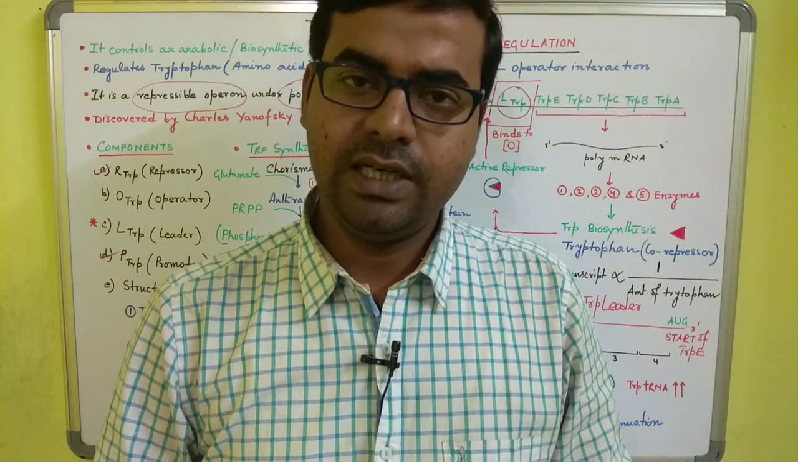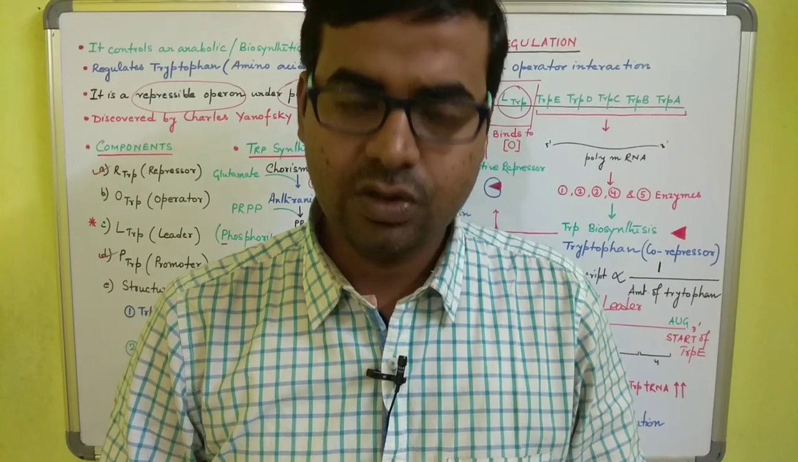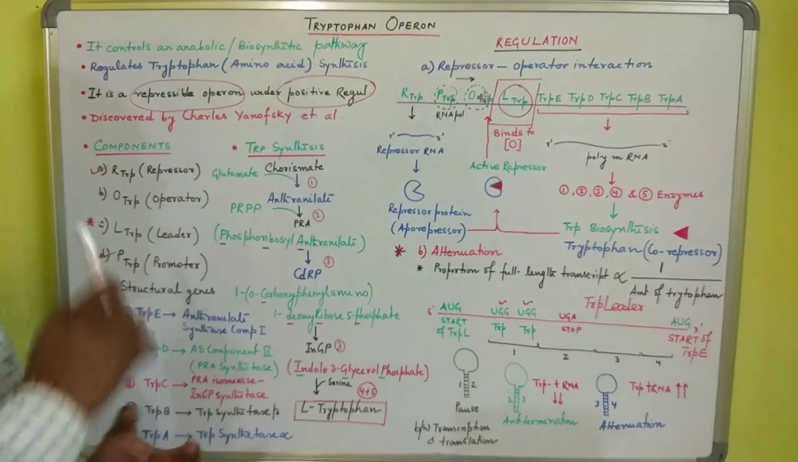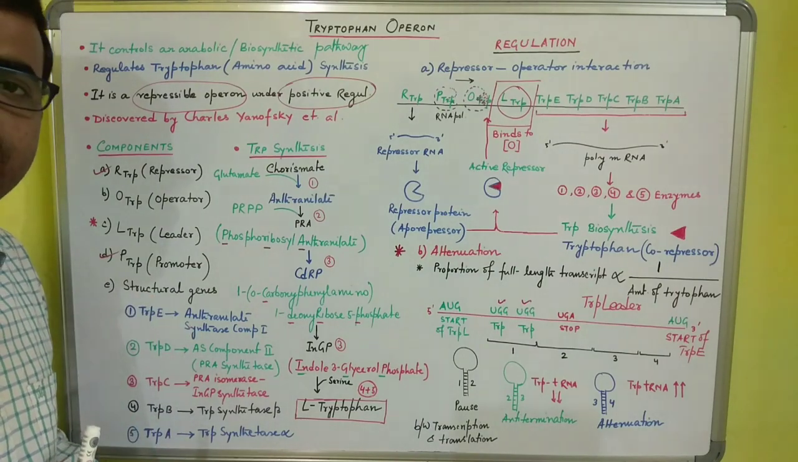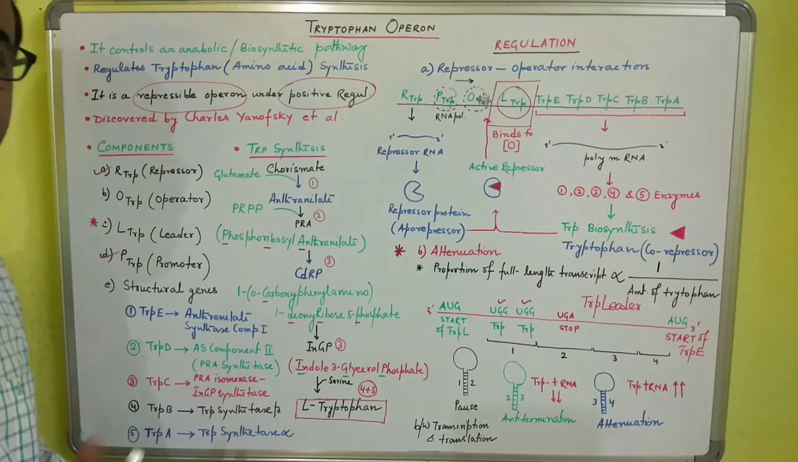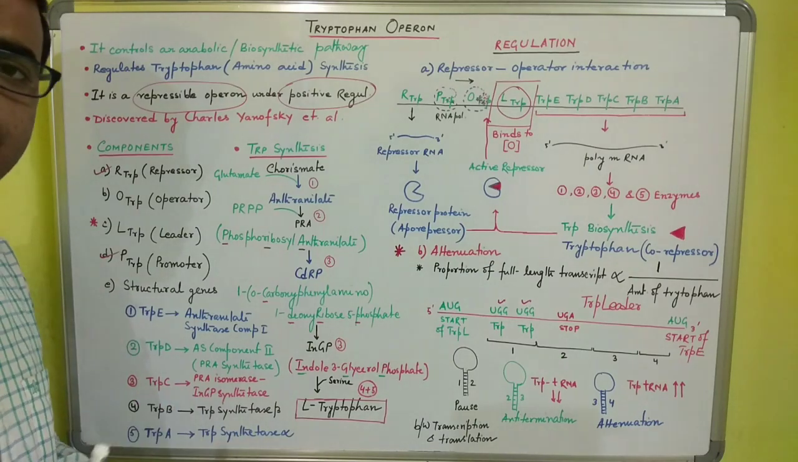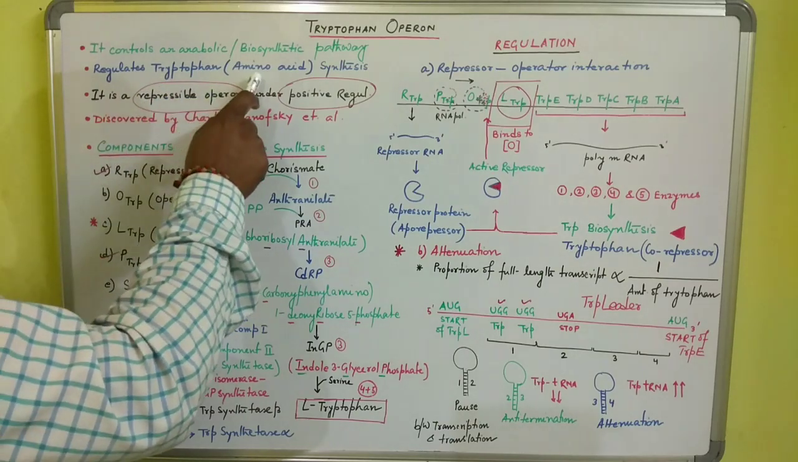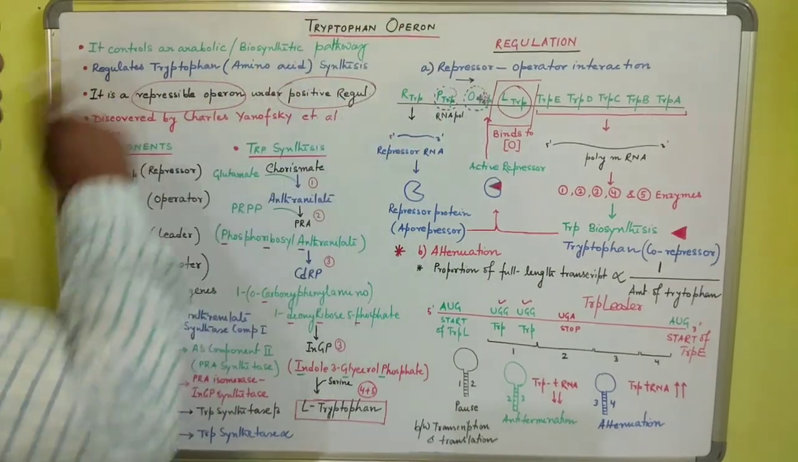In today's lecture, we'll discuss the tryptophan operon. So let's begin the topic. The tryptophan operon is basically an operational unit concerned with an anabolic or biosynthetic pathway, and it helps in the biosynthesis of an amino acid, that is tryptophan. Thus the name of this operon is tryptophan operon.